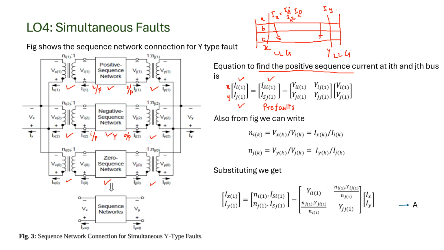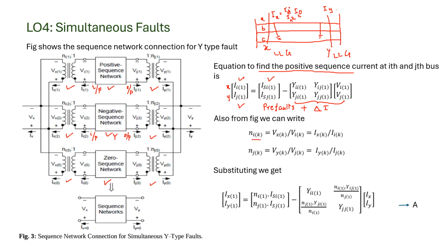Pre-fault currents at that faulted location. Now these two matrices together give the change in the current. So what is due to the fault at X and Y location? What is the change in the current? So here the Thevenin approach is used to analyze the fault. Now let us come to this second equation.